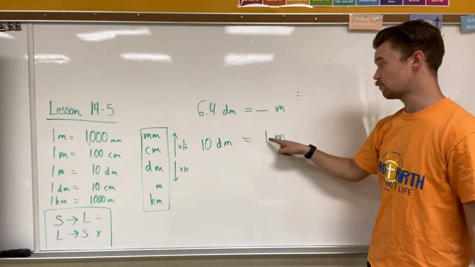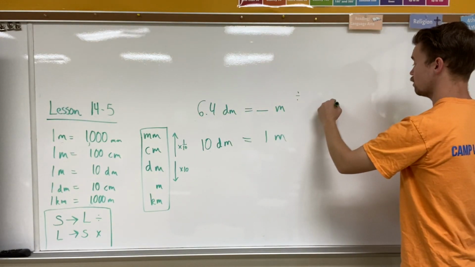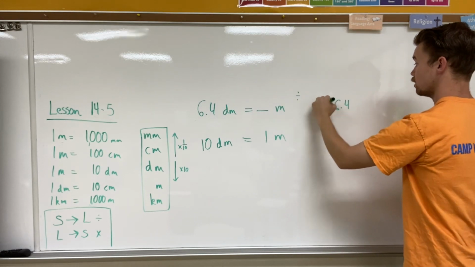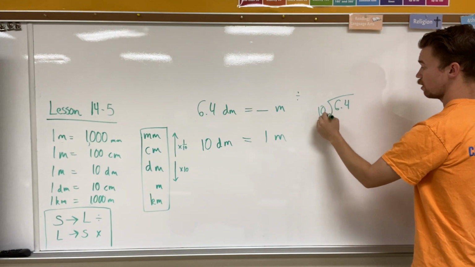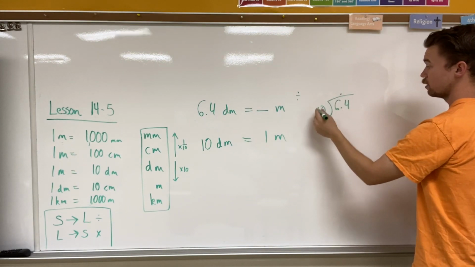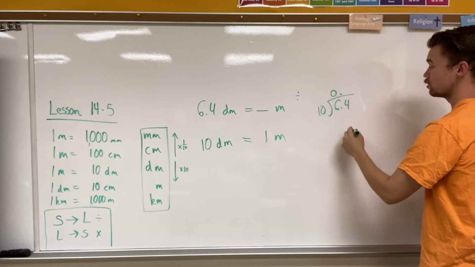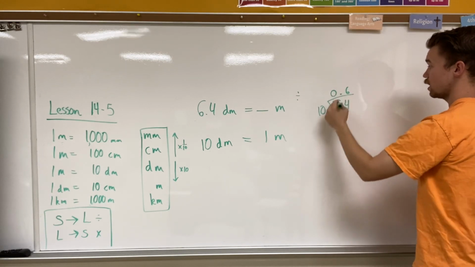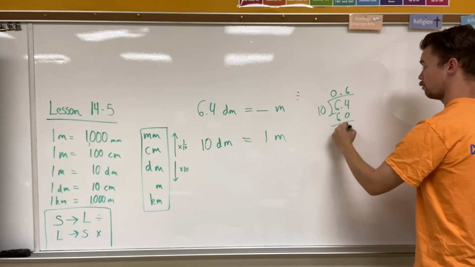6.4 or 6 4/10 times 1 is 6 4/10, and 6 4/10 divided by 10. All right, so I can bring my decimal place up here. 10 cannot go into 6, that's a whole number, and 10 can go into 64 6 times, and that would be 60, and I would bring the 4 down.